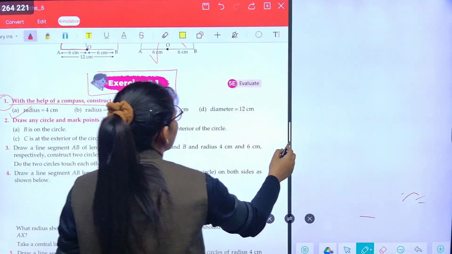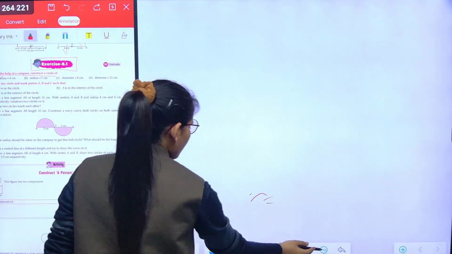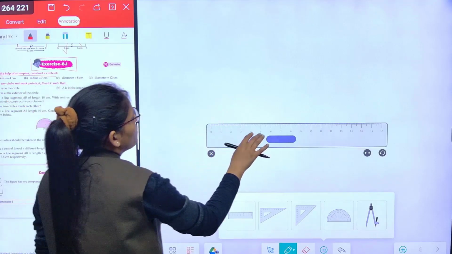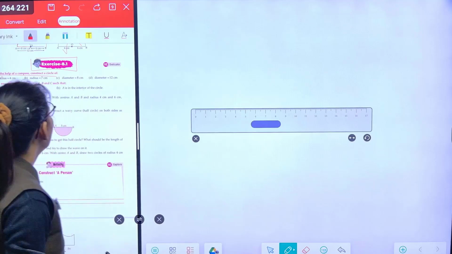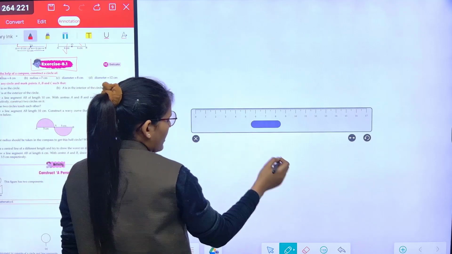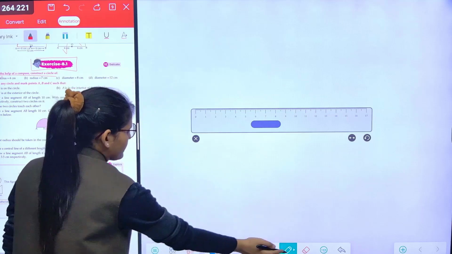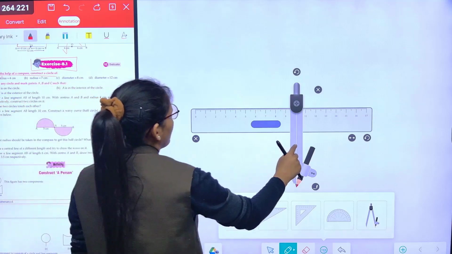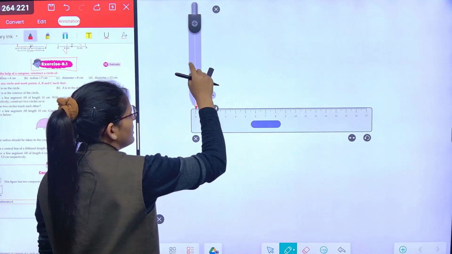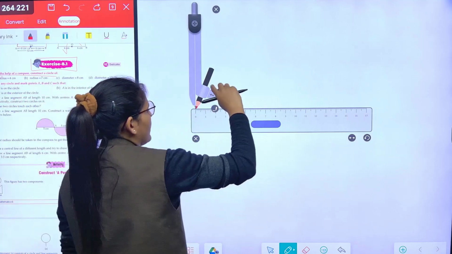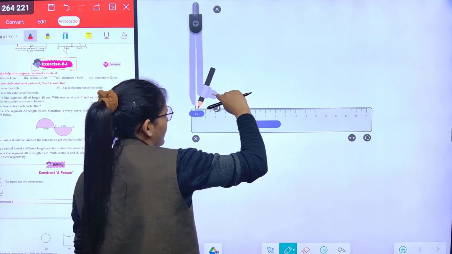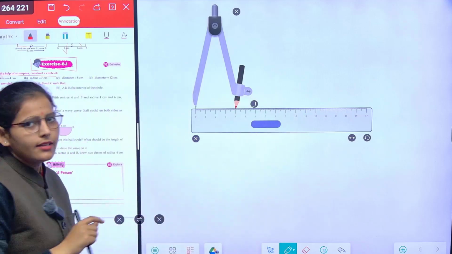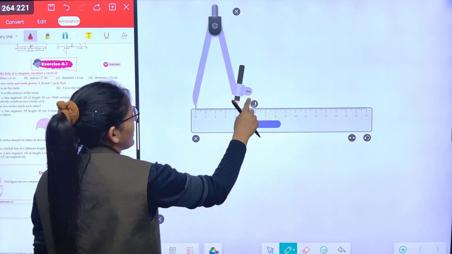Now class, you can see here. We follow the steps. Firstly class, take a ruler and radius 4 centimeter. Class, now take a compass and put it on the 0 point and take the measurement of 4 centimeter. Like this. Understand class?